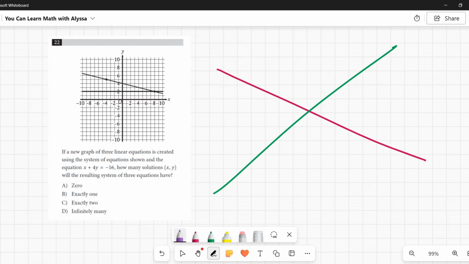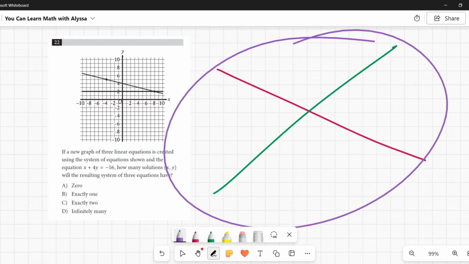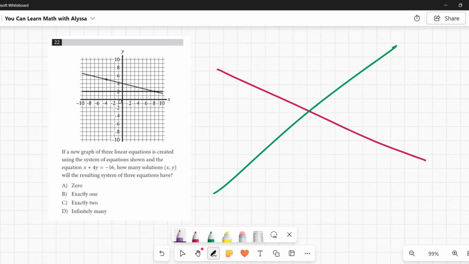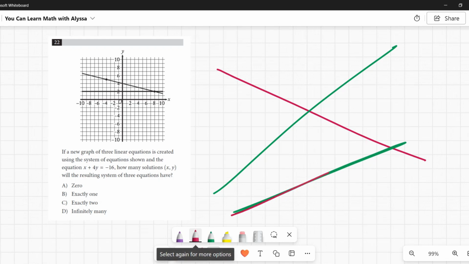2 is not possible. Cannot intersect twice. Lines never intersect twice. Lines will either have, I'm speaking of just 2, but this also applies to 3 lines. If I have these 2 lines, it will either be 1 solution, no solutions, or infinite solutions. Infinite solutions only happens when you have a line and then you have another line that's right on top of it. So it is possible that you could have infinite solutions to a system that had 3 equations in it.